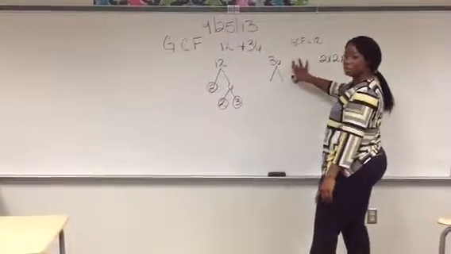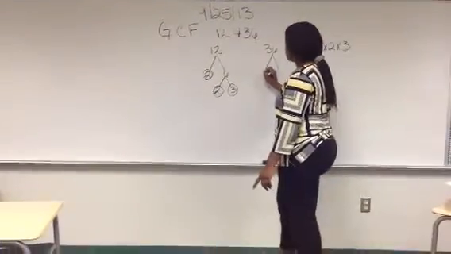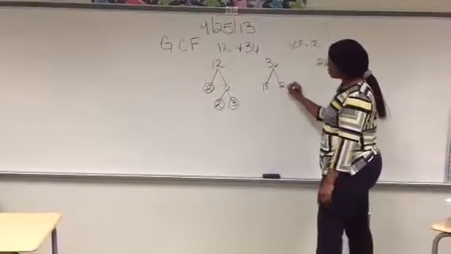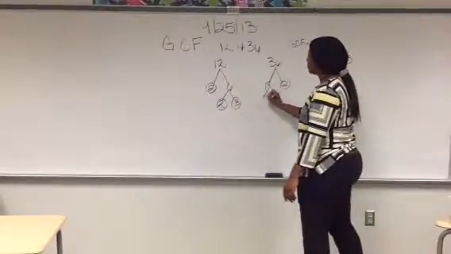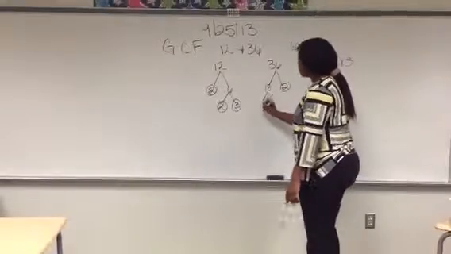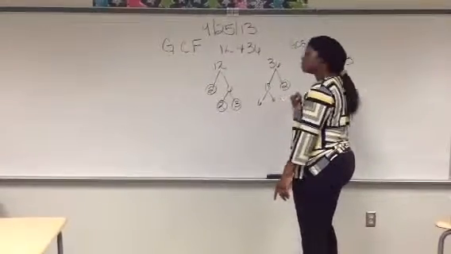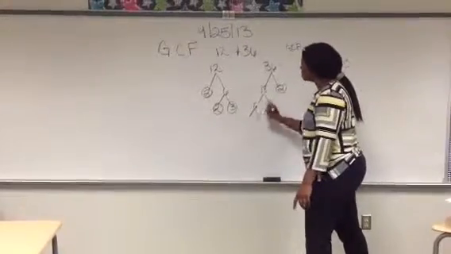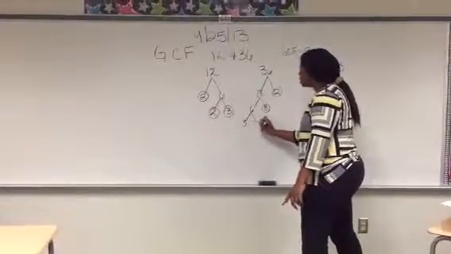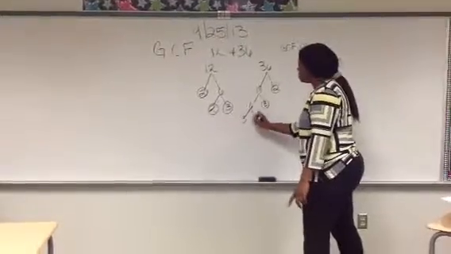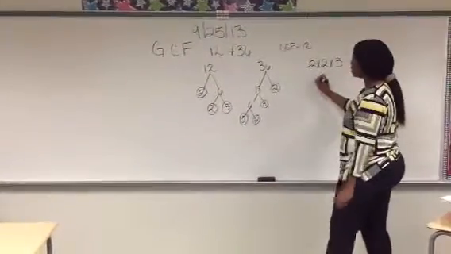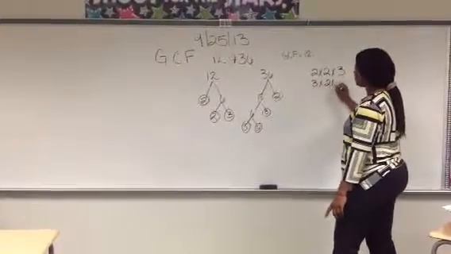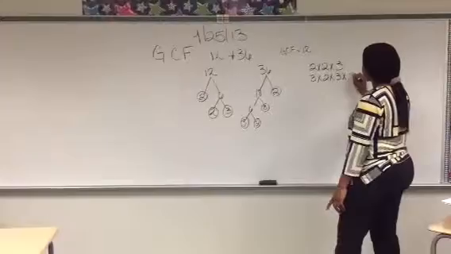Next, let's do our factor tree for 36. 18 times 2 equals 36. Factor check. This one's prime, this one's not. It needs its own set of branches. 6 times 3 also makes 18. This number's prime, this one's not. 3 times 2 makes 6. And they're both prime. So here is my number sentence for that: 3 times 2 times 3 times 2.